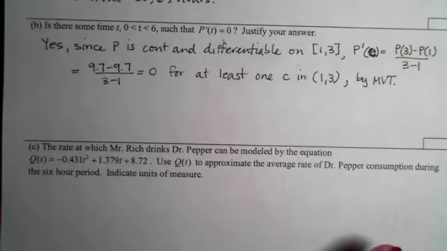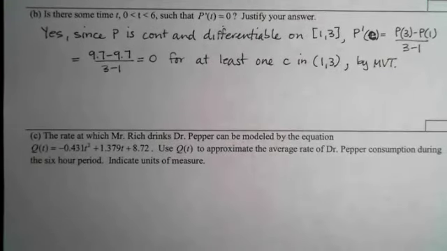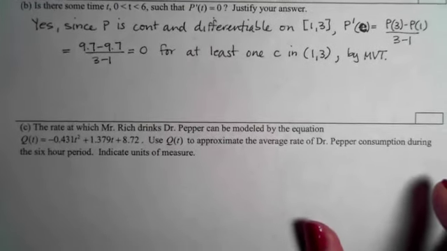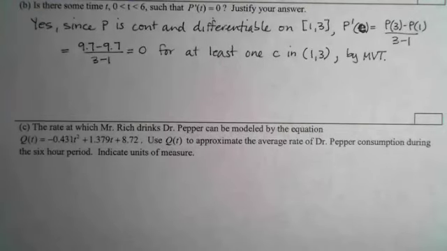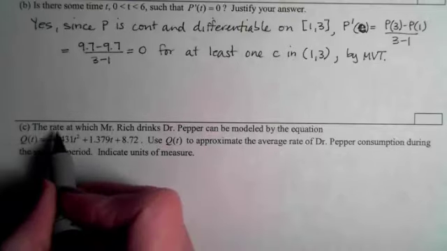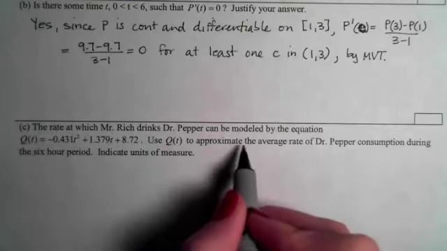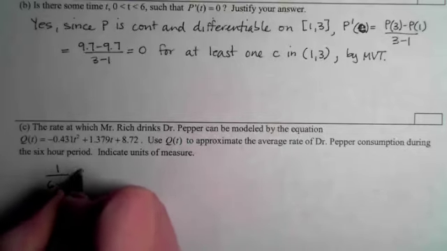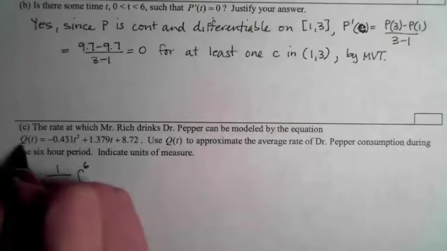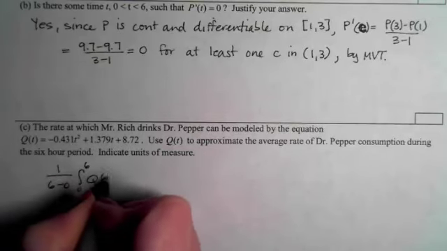Okay, last part, C, says the rate at which Mr. Rich drinks Dr. Pepper can be modeled by this equation. So we can actually fit a curve to that, and they gave it to us. We want to use Q of T to approximate the average rate of Dr. Pepper consumption during the 6-hour period. So this is already the rate, and we want the average rate. So that means I'm going to do 1 over b minus a times the integral from a to b of that rate, which is Q of T.